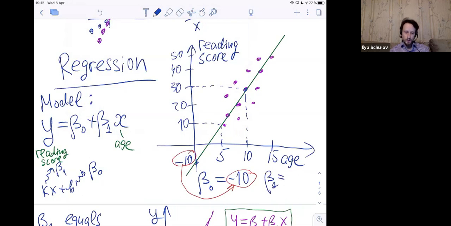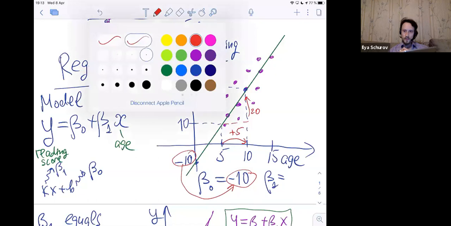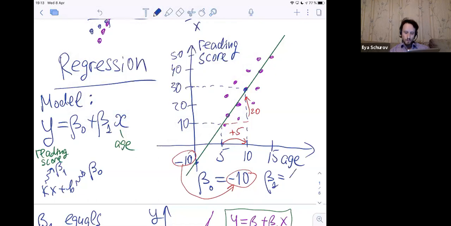To find beta 1, we have to understand what is the increment for the value of reading score when we increase age by 1. I have this picture where we can increase age by 5, so plus 5, and it leads to an increase of reading score by 20. If I increase x by 5, I increase y by 20. It means that if I increase x by 1, I will increase y by which value? By value 4. Yes, it's correct. So beta 1 is 4. It is 20 over 5.